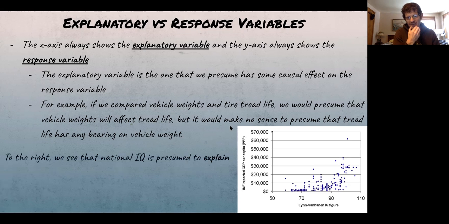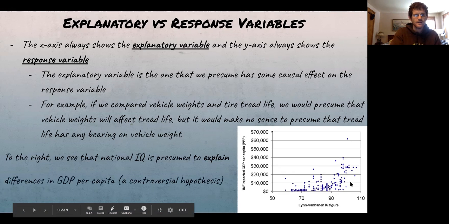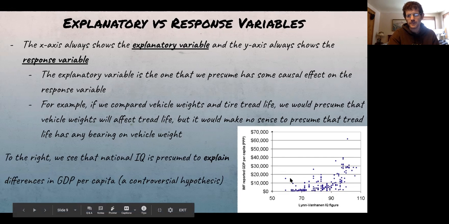We see that in this diagram, national IQ, and that's what this is referring to, like the IQ on average of people in the country, is explaining the per capita income. And of course, we might find that to be a controversial hypothesis, but regardless, the graph is suggesting that.